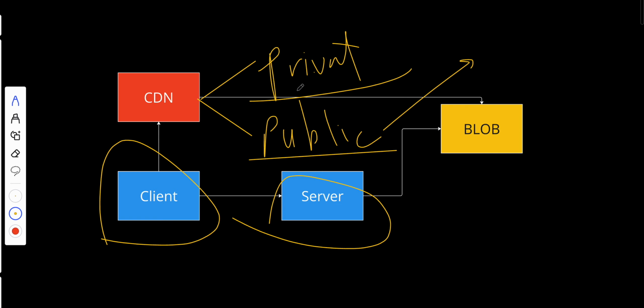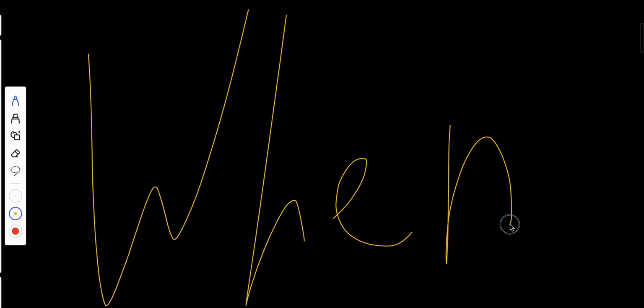For the private, the pros are that you have full control, optimized performance for specific needs, and cost efficiency at scale. The problems with the private CDN are a high initial investment, ongoing maintenance, and it's not ideal for smaller businesses. So let's try to answer the question: when to use public and when to use private.